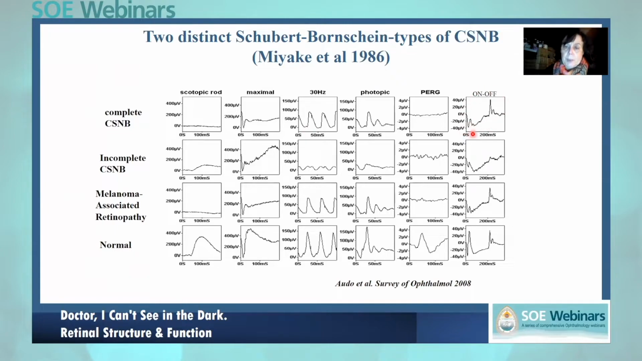And when possible, long duration stimulation in the complete form will show a selective ON defect. So the complete form has no ON response under dark adaptation condition and no ON response under light adapted condition, which means this is really an ON bipolar defect. The incomplete form, however, has more severely affected photopic responses. And when performing long duration stimulation, both the ON and OFF pathways are severely abnormal.